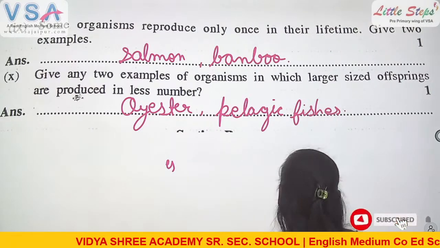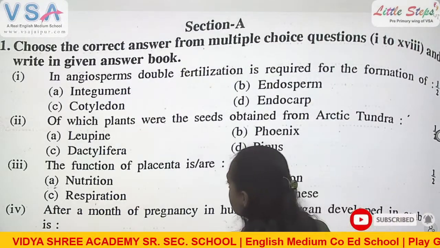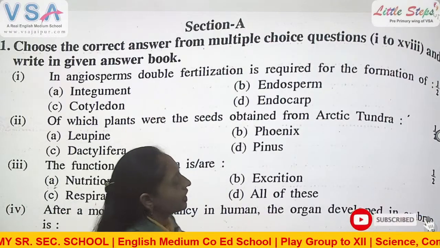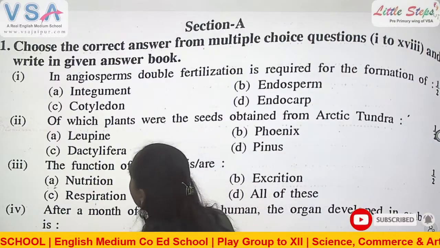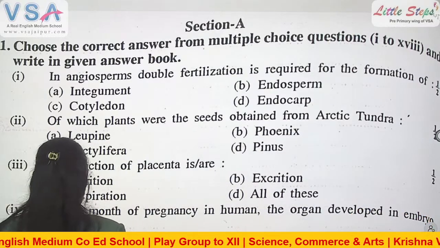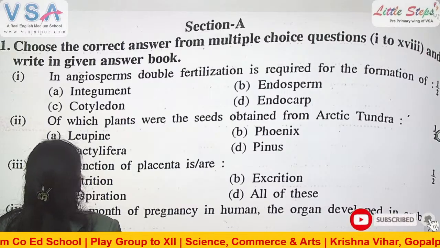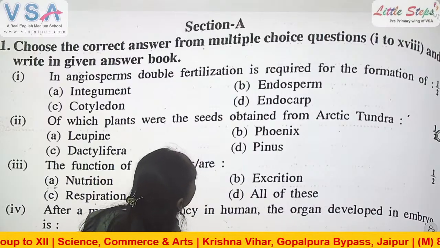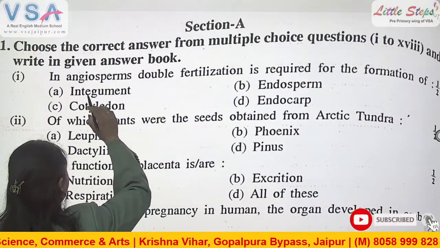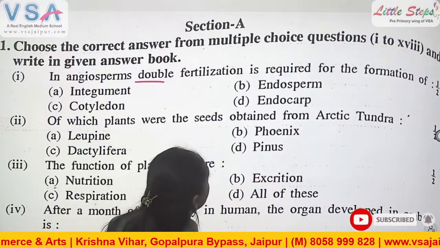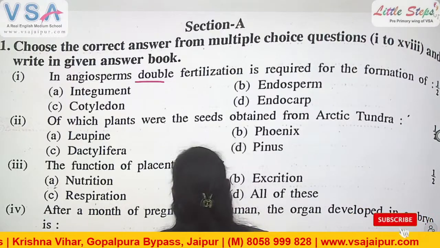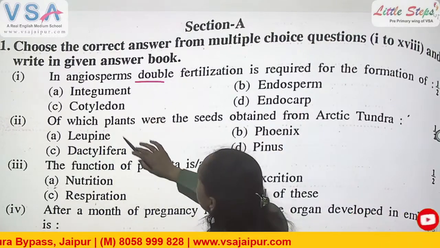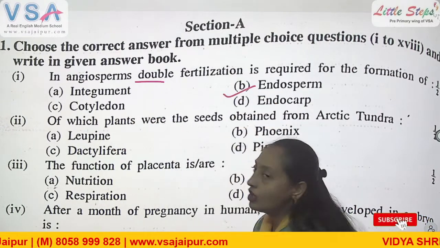Okay, now the next are some more model paper MCQs. Okay, now the first is, in angiosperm double fertilization is required for the formation of. तो इसमें इन एंजियोस्पर्म में जो डबल फर्टिलाइजेशन है इज रिक्वायर्ड फॉर द फॉर्मेशन ऑफ. किसके फॉर्मेशन के लिए है? इंटेगुमेंट, एंडोस्पर्म, कोटिलीडन या एंडोकार्प. व्हाट इज द राइट आंसर?